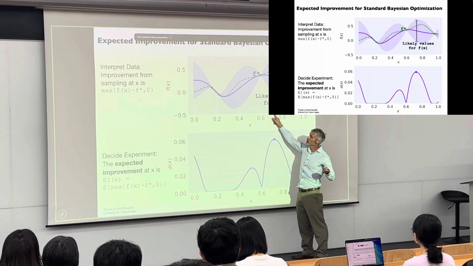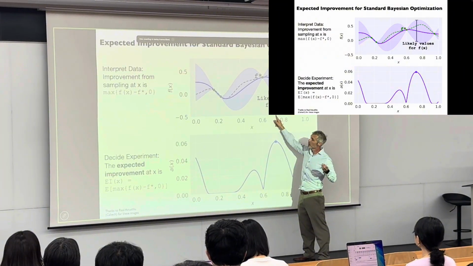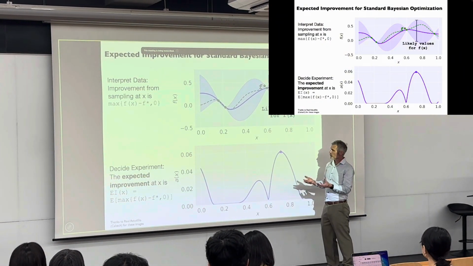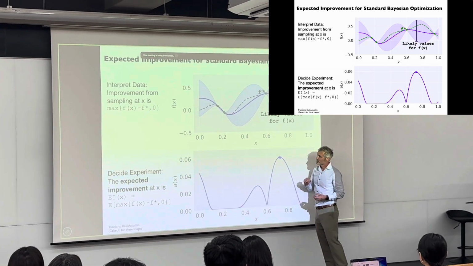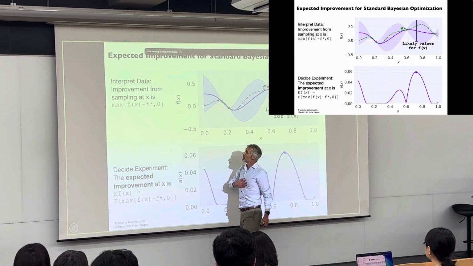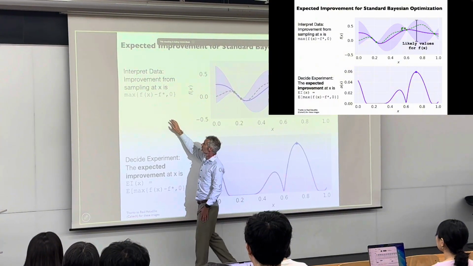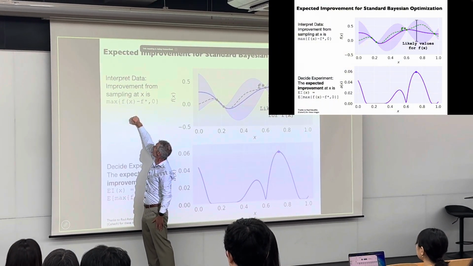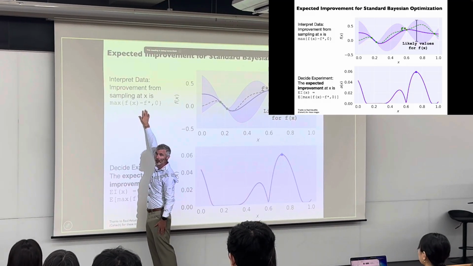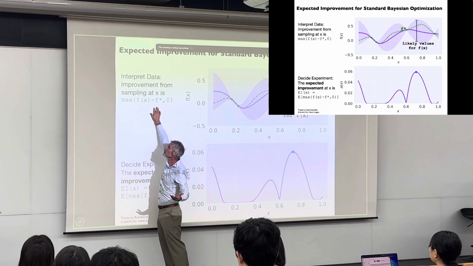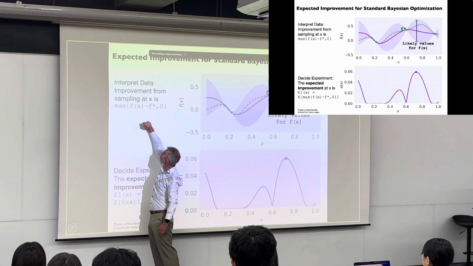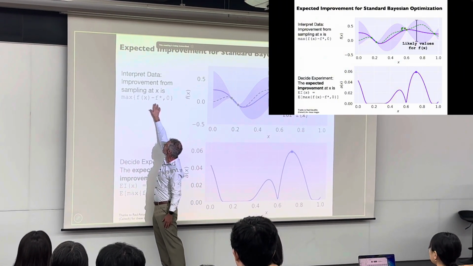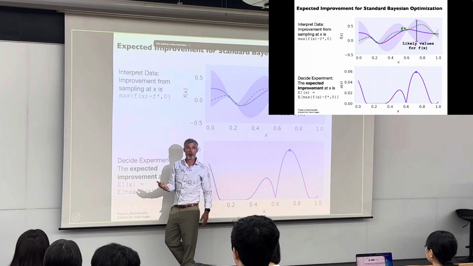That probability distribution, what we do with it is we say, how useful is it to perform an experiment at this x? Well, if we sample at that x, we'll get some improvement in our solution. So we'll observe f of x, and if it's better than the previous best solution we've seen, whose value we'll call f star, then the improvement is just that difference. But if this thing is less than this thing, so this difference is negative, then the improvement is 0.